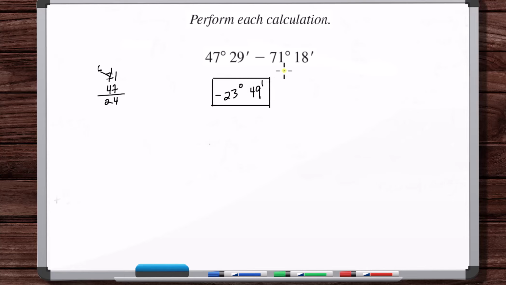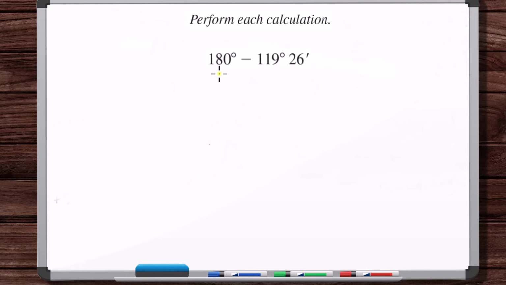So subtracting angles in degrees, minutes, and seconds is a little bit trickier. It's not as straightforward as adding. And it's strictly from the standpoint that you can imagine adding something in minutes and seconds in time is going to be simpler than if you have to subtract a certain amount of minutes and seconds from another amount of minutes and seconds. Okay, 180 degrees minus 119 degrees, 26 minutes.